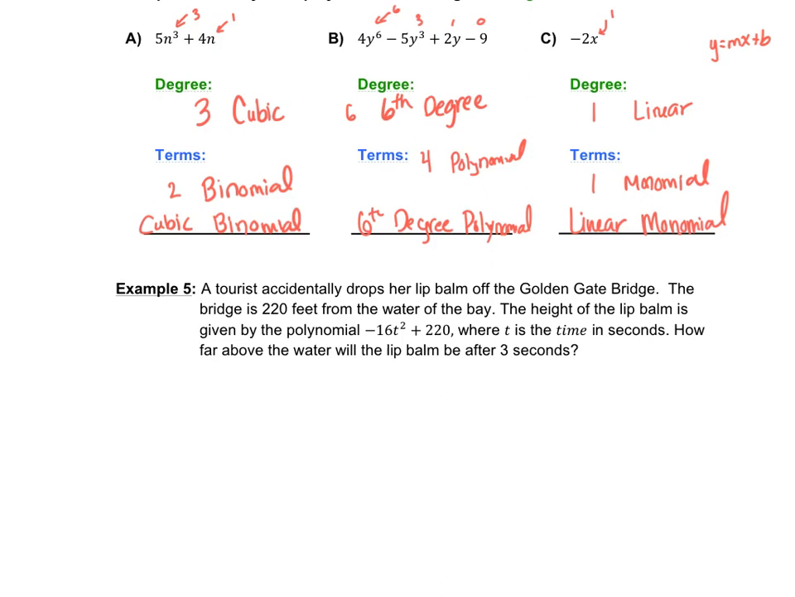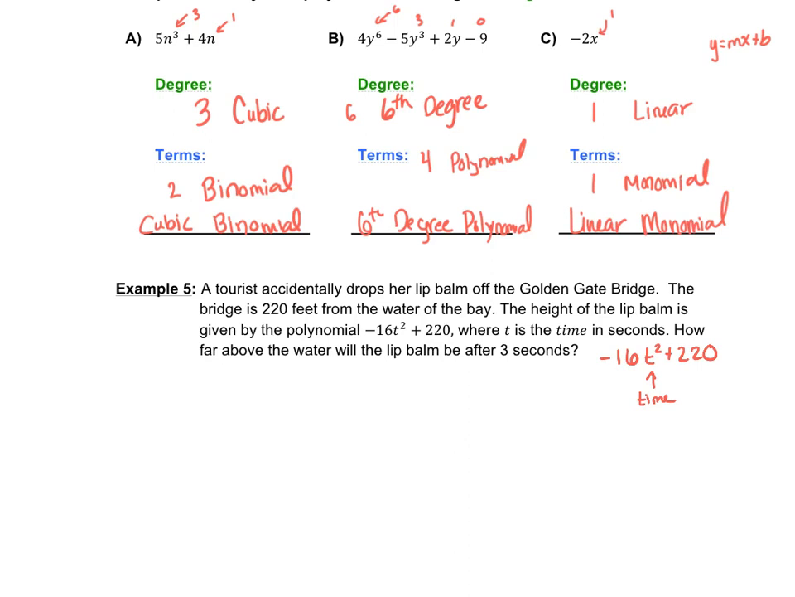A tourist accidentally drops her lip balm off the Golden Gate Bridge. The bridge is 220 feet from the water of the bay. The height of the lip balm is given by the polynomial negative 16t squared plus 220, where t is the time in seconds. How far above the water will the lip balm be after 3 seconds?